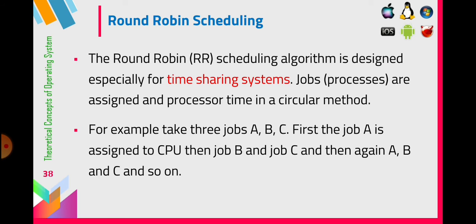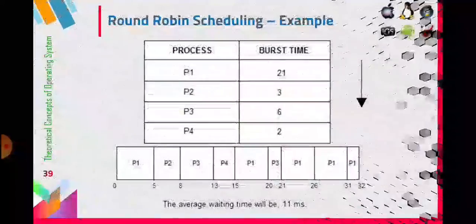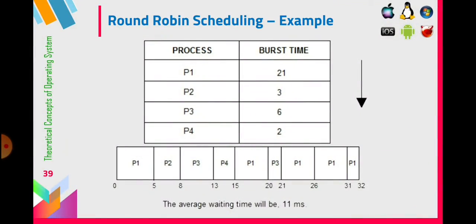For example, take 3 jobs A, B, C. First, job A is assigned to the CPU, then job B and job C, and then again A, B and C, and so on. Now you can see an example of the round robin method. Here also we are taking 4 processes, P1, P2, P3, P4. Their burst times are 21 seconds, 3 seconds, 6 seconds and 2 seconds. So the average waiting time will be 11.